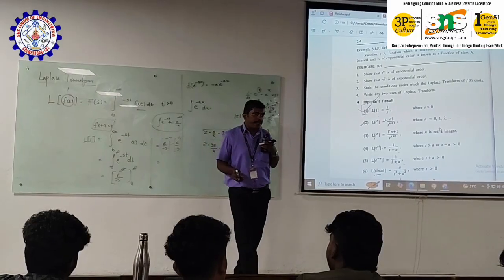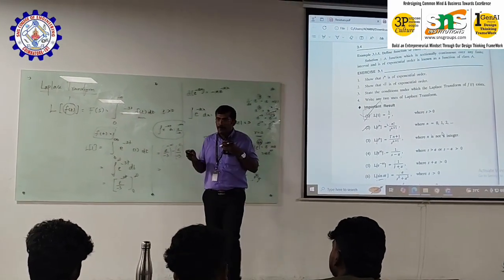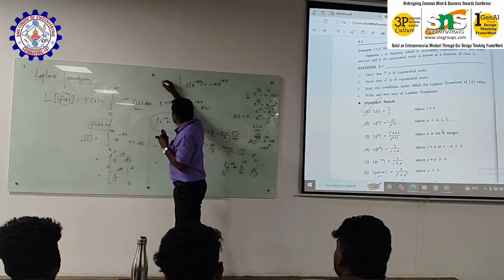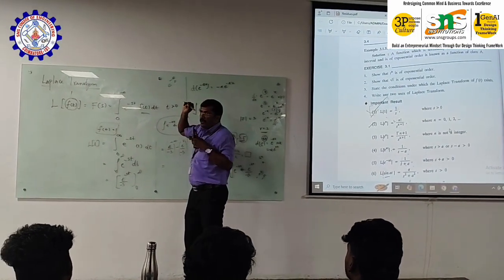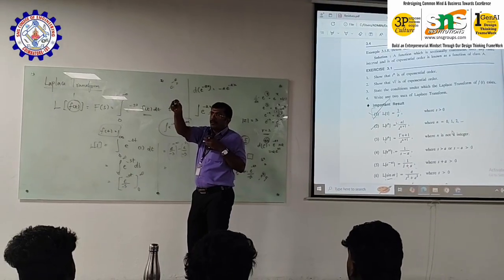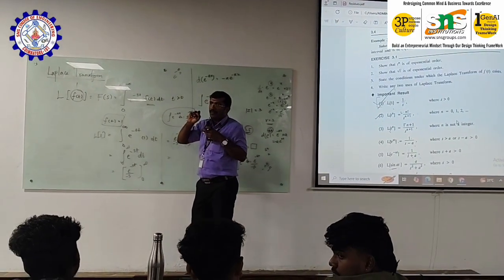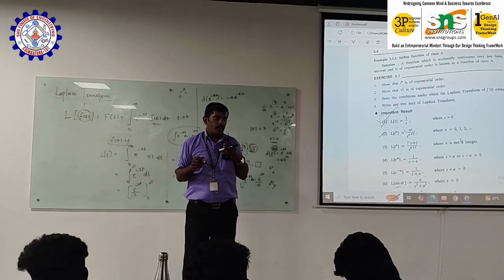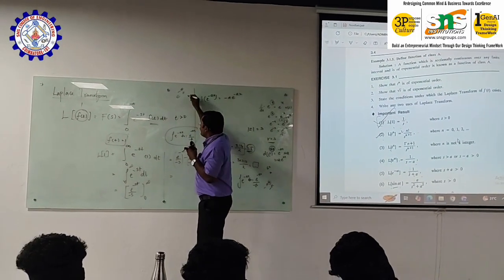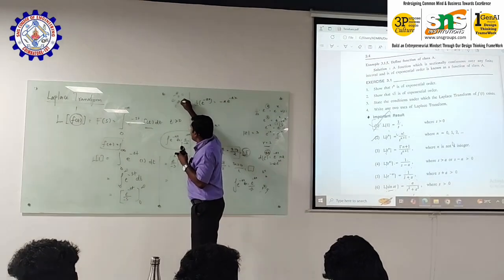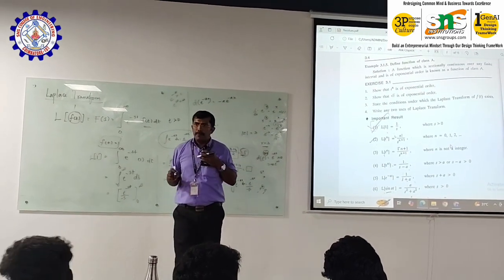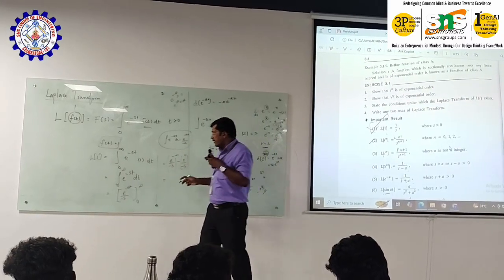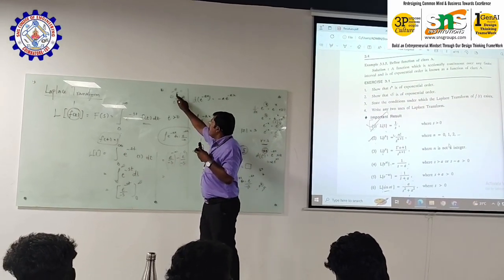So what is e power minus infinity? E power minus infinity is equal to. Madam, what is e power minus infinity? E power minus infinity is 0. E power infinity is infinity. Okay. E power minus infinity is 0. E power infinity is again infinity. So here e power minus infinity is 0.